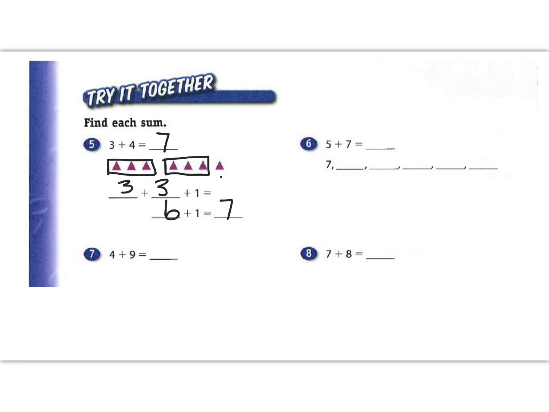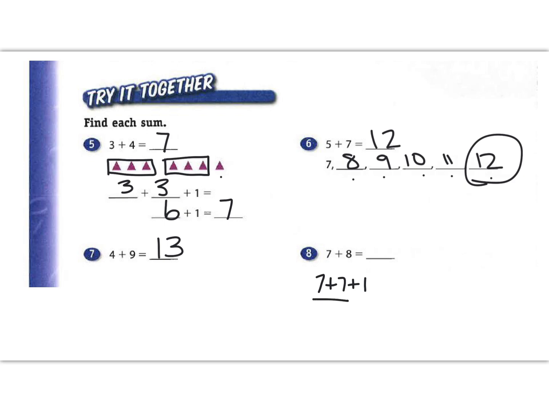So this one we can just go up by 1. 7, 8, 9, 10, 11, 12. We're adding 1, 2, 3, 4, 5. The answer is 12. Here we have 4 plus 9. So 4 plus 9 is 13. 7 plus 8, you could do this quick. 7 plus 7 plus 1. 7 plus 7 is 14, plus 1 is 15.